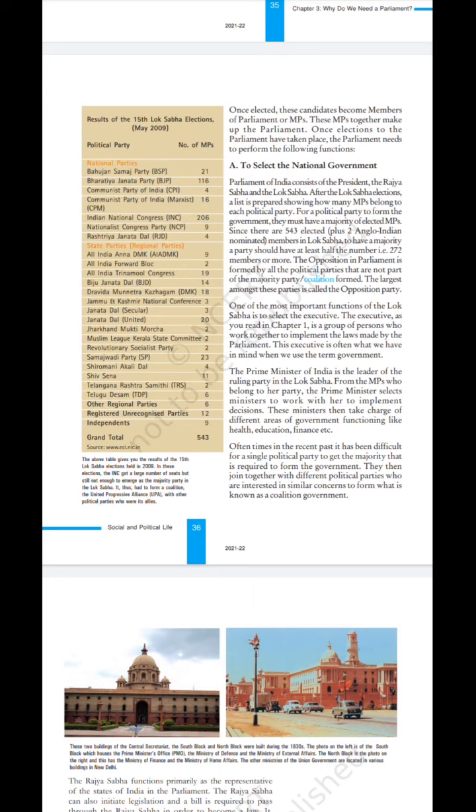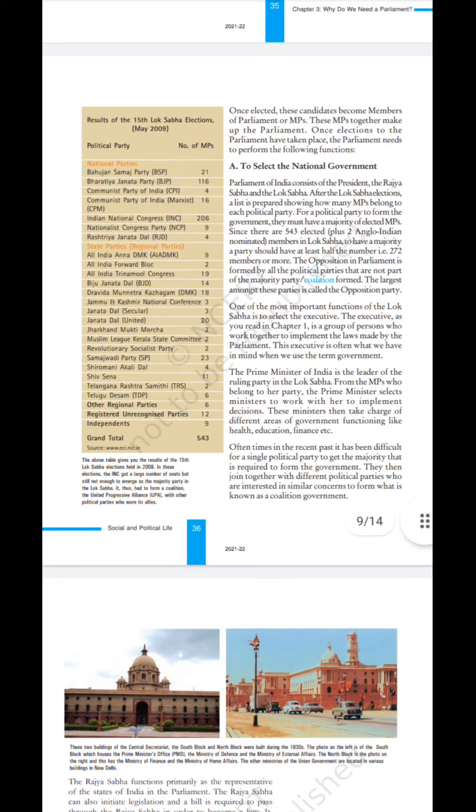Shiromani Akali Dal 4. Shiv Sena 11. Telangana Rashtra Samiti TRS 2. Telugu Desam TDP 6. Other regional parties 6. Registered unrecognized parties 12. Independents 9. Grand total 543. The above table gives you the result of the 15th Lok Sabha elections held in 2009.